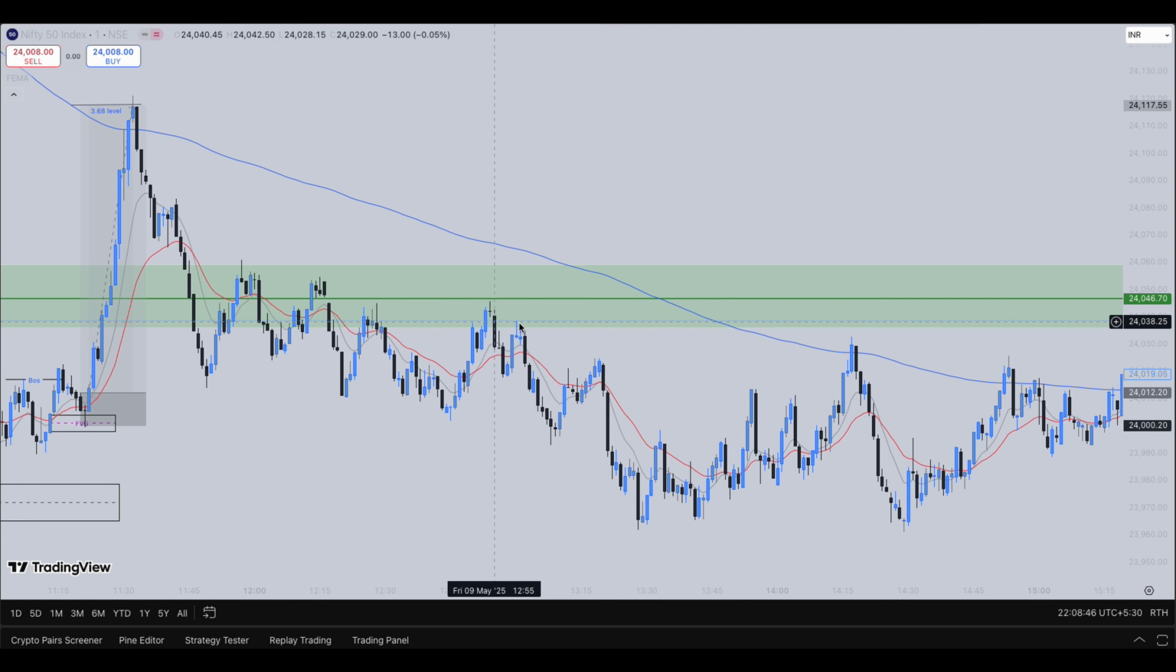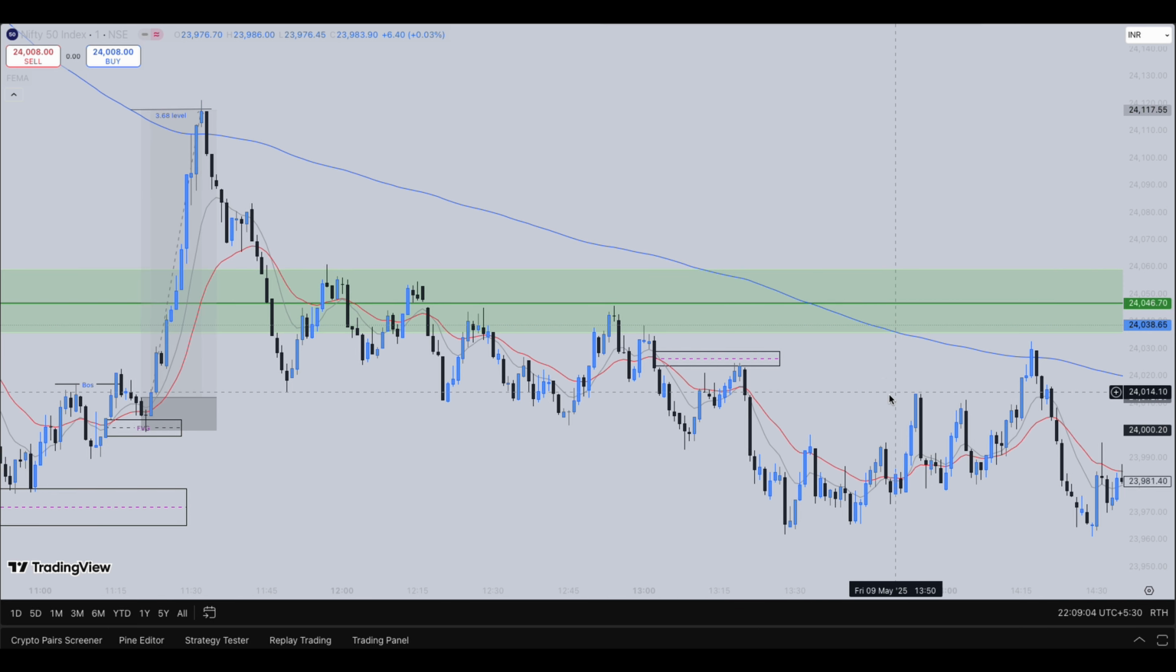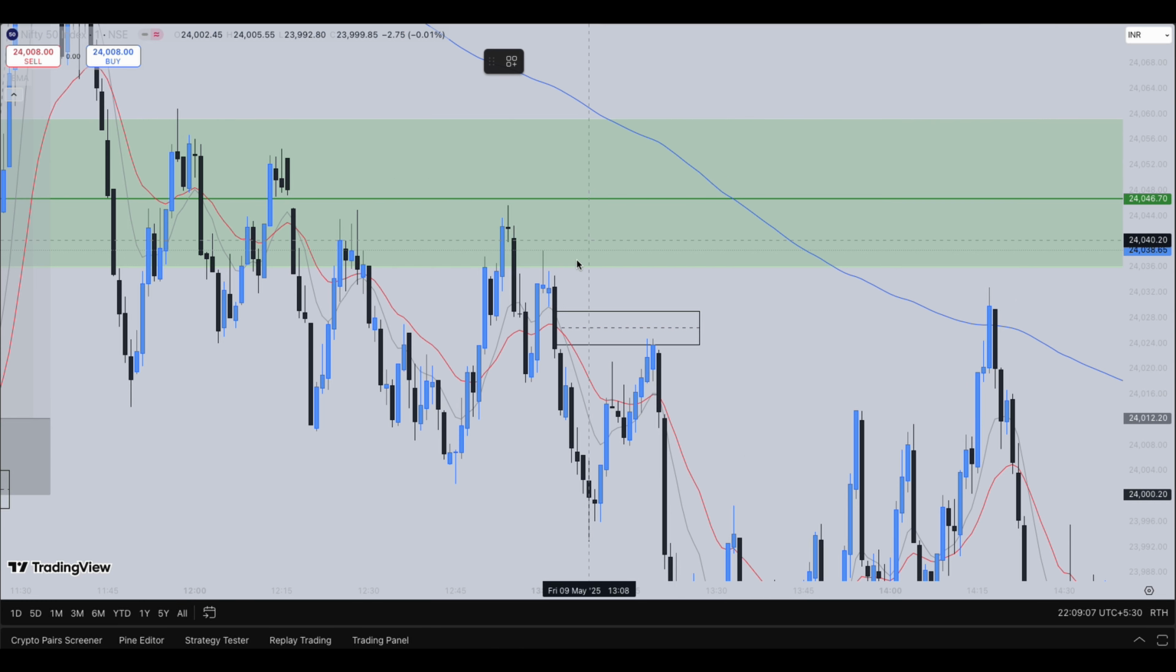Again, the market mitigating this fair value gap and continuing, sweeping this sell side liquidity. Again, the market came back to range over here, mitigating this internal liquidity, the fair value gap over here. You can see there is a fair value gap over here. There is a fair value gap over here. The market came and mitigated. There is a lot of trading opportunity where you could have made multiple scalps, guys.